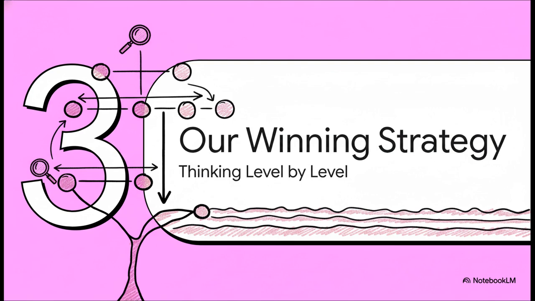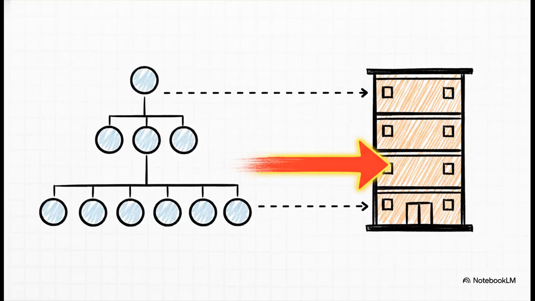Okay, so we get it. We know what we need to do. The real question is, how do we do it? And how do we do it efficiently? We need a solid strategy, a system for visiting every single node on one level before we even think about touching the next. And this building analogy is seriously perfect for this.